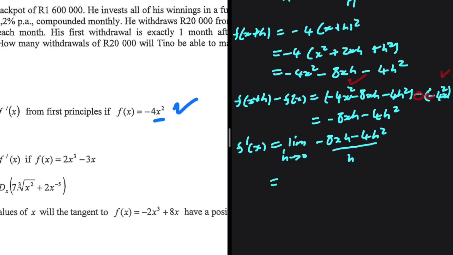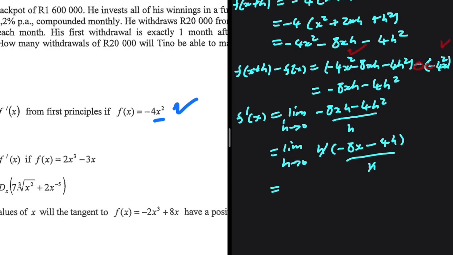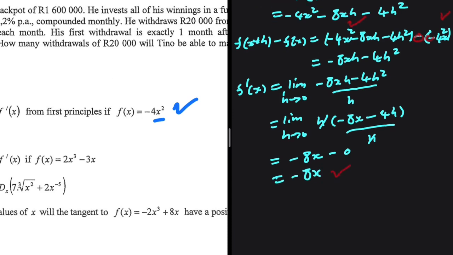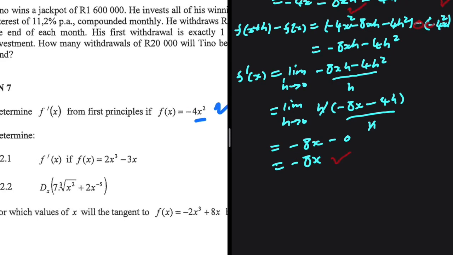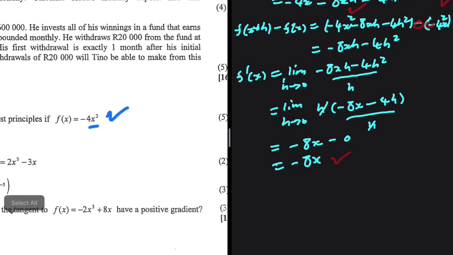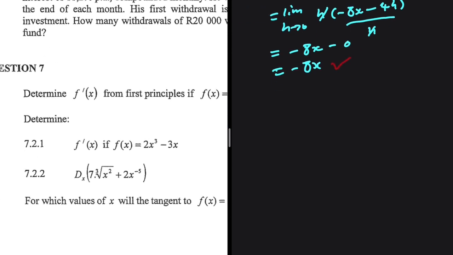If we take h as a common factor on the numerator, we're going to have h multiplied by minus 8x minus 4h, everything divided by h. If h and h cancel out and we let h turn into 0, we're going to have minus 8x minus 0 basically. So f prime of x is just equals to minus 8x, which is the same solution we get using the power rule. So yeah, we are convinced that 7.1 we have it correct, all the 5 marks. Let's move to 7.2.1.